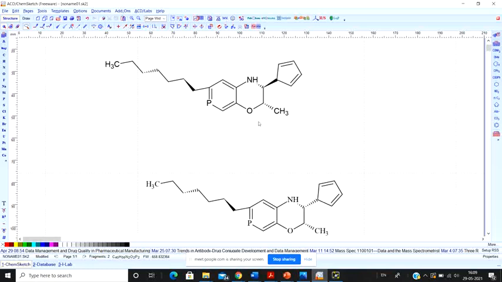And now see, this is how the structures are different. This was an up stereo bond, but this is a down stereo bond, and this simple mechanism is enough to nullify a particular molecule.